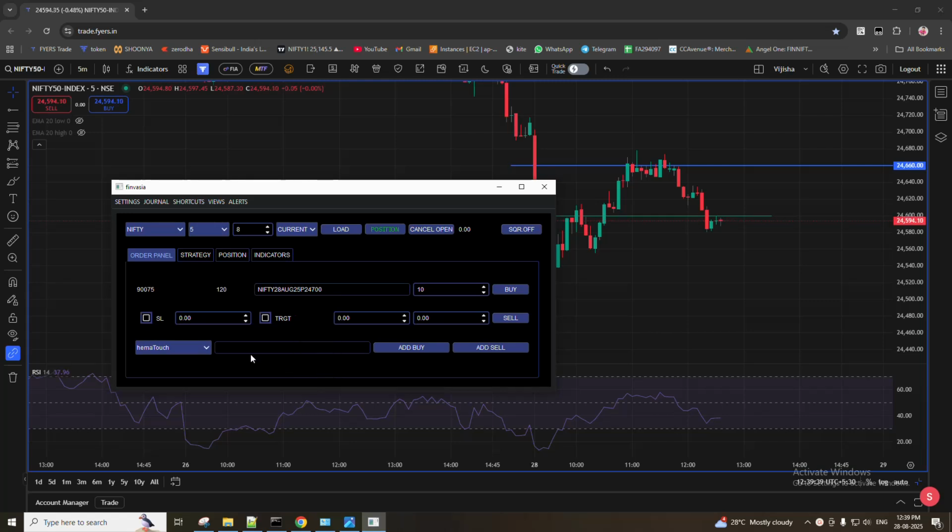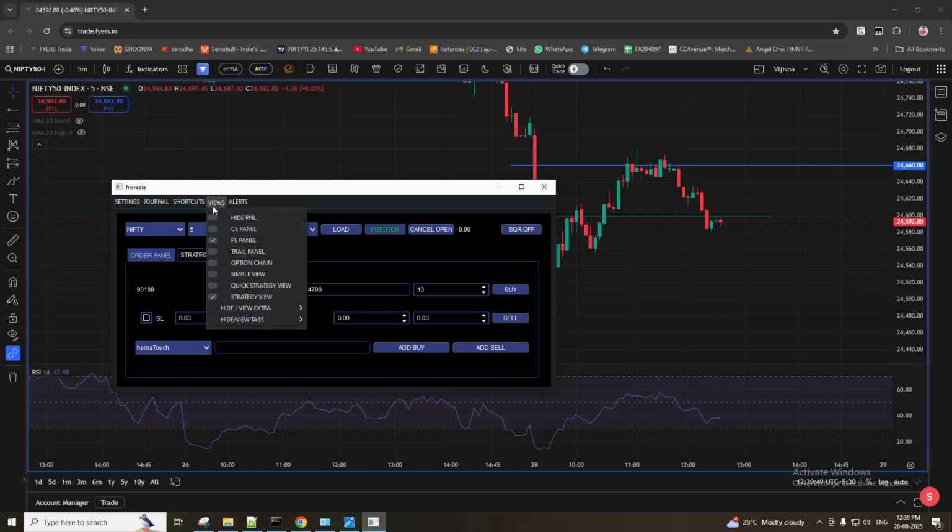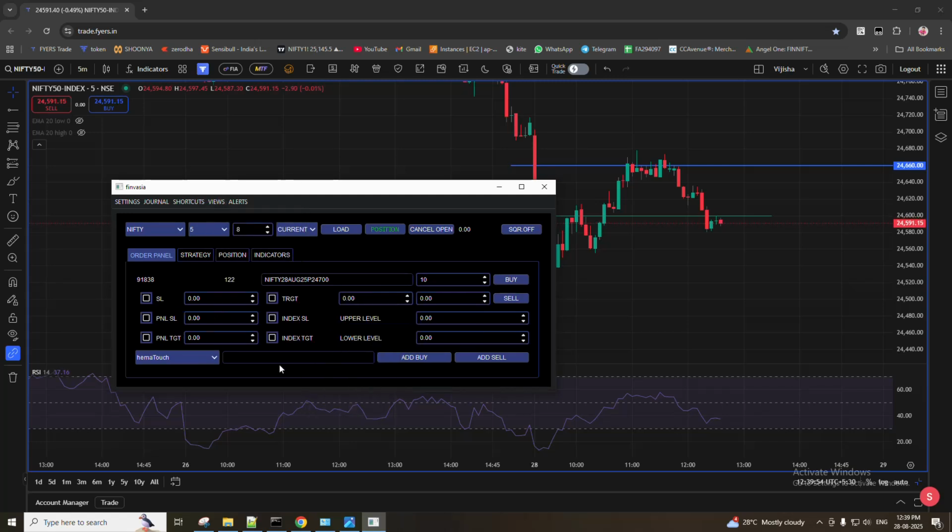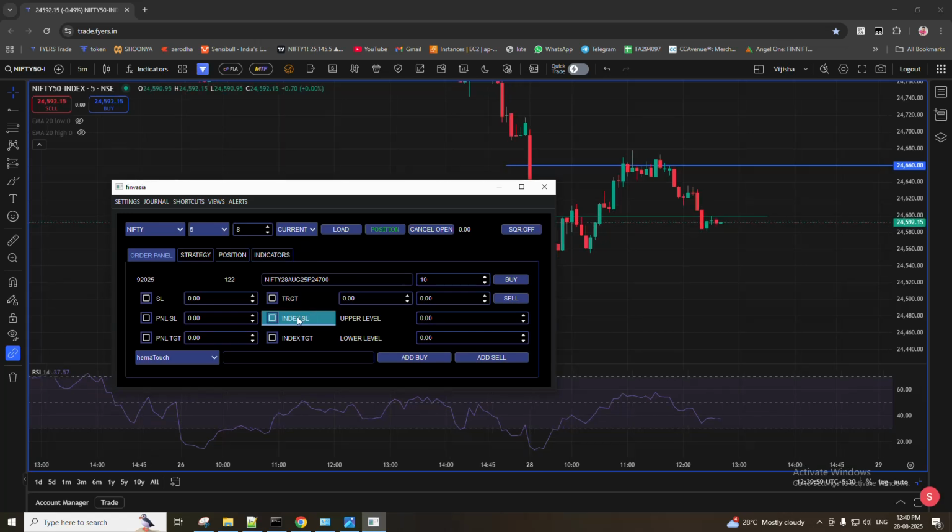Okay, so I have selected 24700 PE here, and I'm going to place an order on the 24700 PE. Here it is normal SL and target. I am enabling index SL and target. Here we can see the option for index SL and index target. So when we place a PE order, we should give SL on the upper level and target on the lower level.